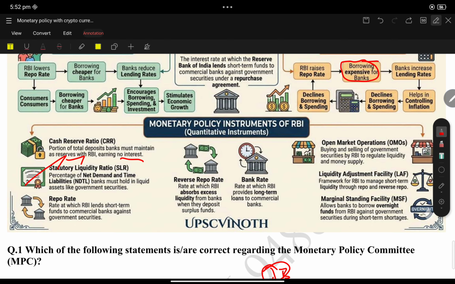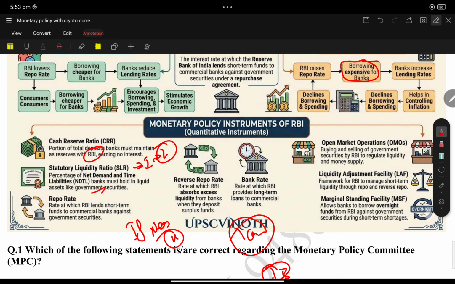What is the repo rate? Just now we said it is the rate at which RBI lends short-term loans. Now, the cash reserve ratio is a proportion of total deposits a bank must maintain as a reserve with RBI. The statutory liquidity ratio is inside the bank itself, but in liquid form: net demand and time liabilities held in liquid assets like government securities. Now, if a bank needs some urgent money, it will go to the RBI and ask for a short-term loan. Now the repo rate will apply.